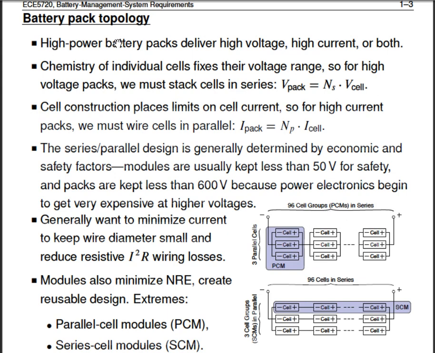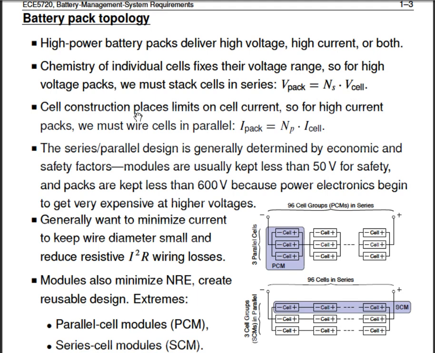Let's just go through. High power battery packs deliver high voltage and high current. Chemistry of individual cells fixes their cell voltage range. To get the required pack voltage, we must stack cells in series. So V pack is equal to NS times V cell. Whenever things are connected in series, such as 4 or 5 stacks, the individual stack voltage multiplied by the number of stacks is equal to the total battery pack voltage.